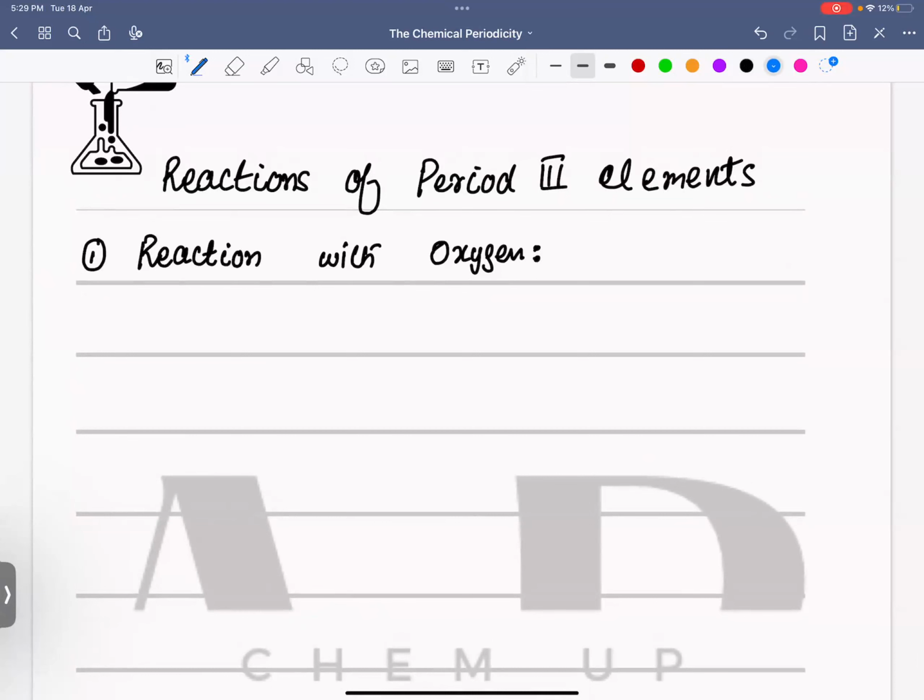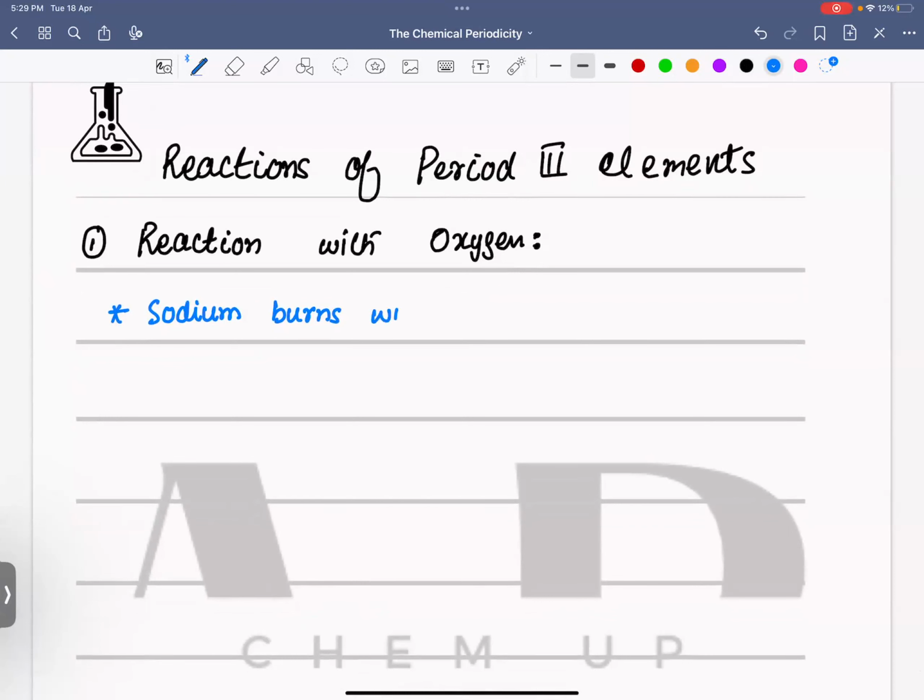So first, the reaction with the oxygen is actually a combustion. So here in this reaction, sodium burns with a yellow flame.